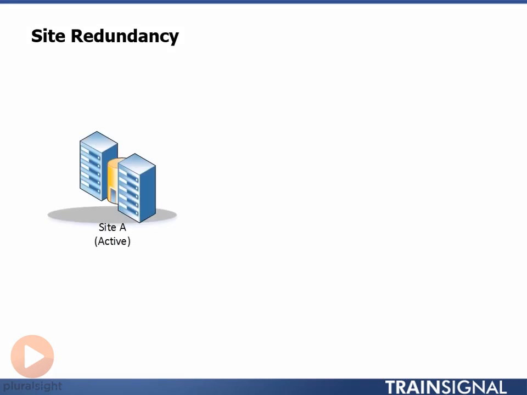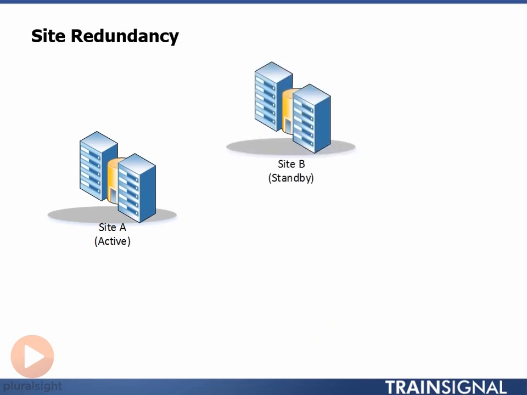On the left of the screen, we've got our primary production site. We call it Site A, and we run most of our production services out of this site. It's basically our active site. Now let's add a second site to the picture, Site B, and we'll operate this as a remote standby site.